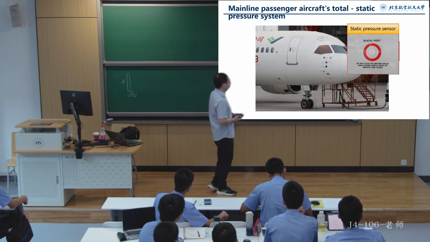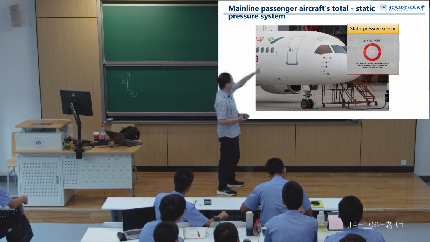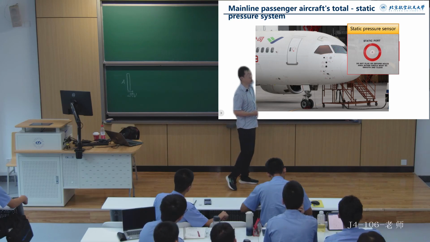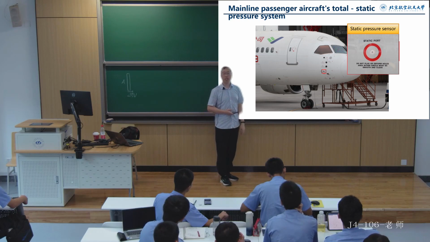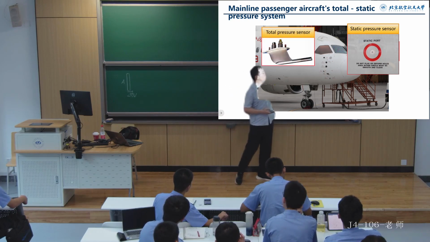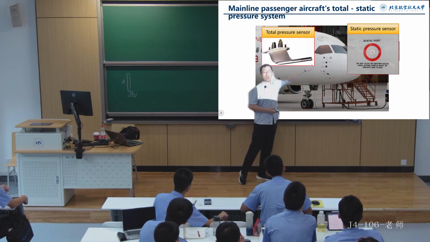Now, this pitot tube only measures total pressure, and so we also call it a total pressure sensor. It's the same as the one on the small aircraft mentioned earlier. It only has one opening at the front, which is used to measure total pressure.